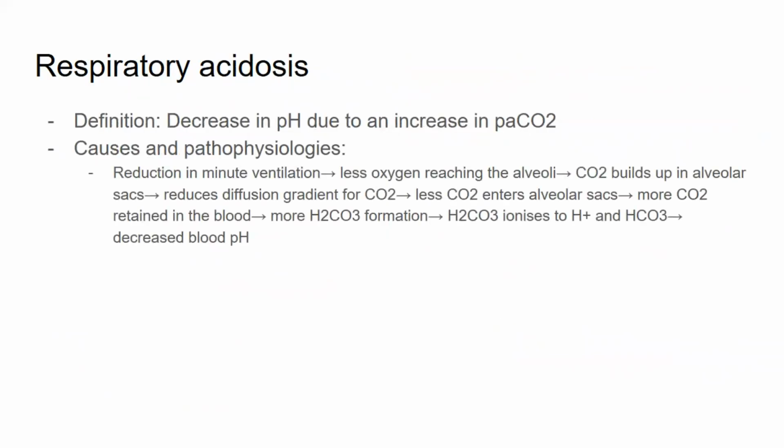A respiratory acidosis basically just means that because of the way that you're breathing, there's an increase in carbon dioxide. Because of that, you're going to be retaining carbon dioxide, and that will make the blood more acidic.